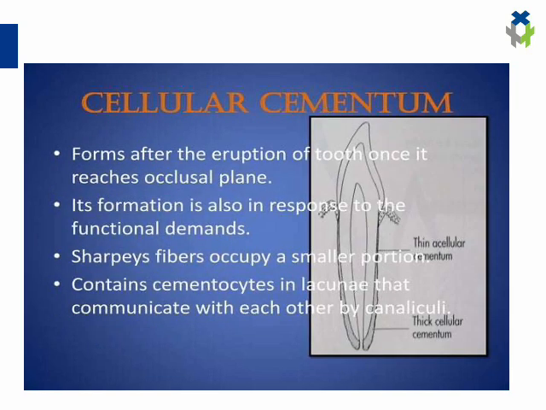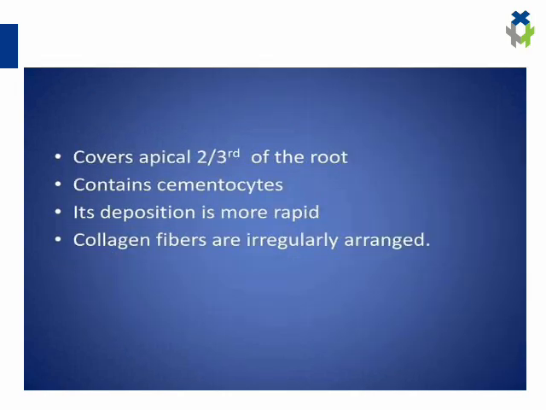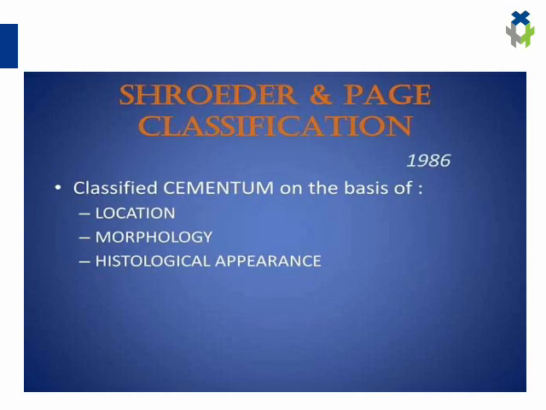Cellular cementum forms after the eruption of the tooth, once it reaches the occlusal plane. Its formation is also in response to functional demand. Sharpey's fibers occupy a smaller portion, and it contains cementocytes in lacunae that communicate with each other by canaliculi. It covers the apical two-thirds of the root. Its deposition is more rapid in nature. Collagen fibers are irregularly arranged in cellular cementum.